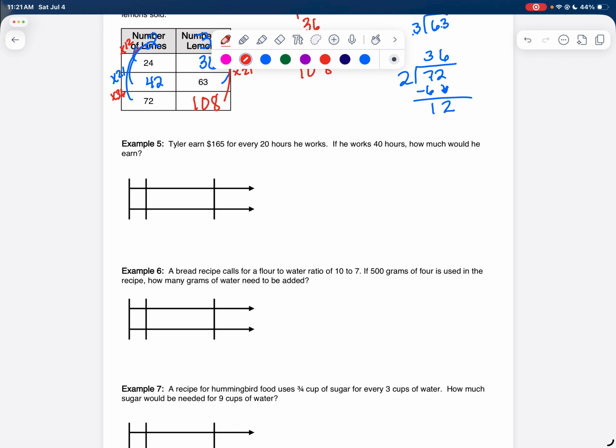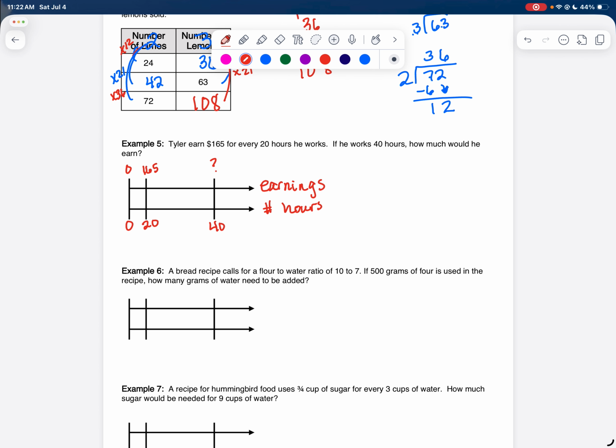All right, example 5. Tyler earns $165 for every 20 hours he works. If he works for 40 hours, how much would he earn? All right, now let's set up this double number line. This time it's not labeled for you, so we're going to have to make our labels. So we are comparing his earnings to his number of hours. So this is always 0, 0. And we know that he earns $165 for every 20 hours. So if he works 40 hours, we want to know what would his earnings be.